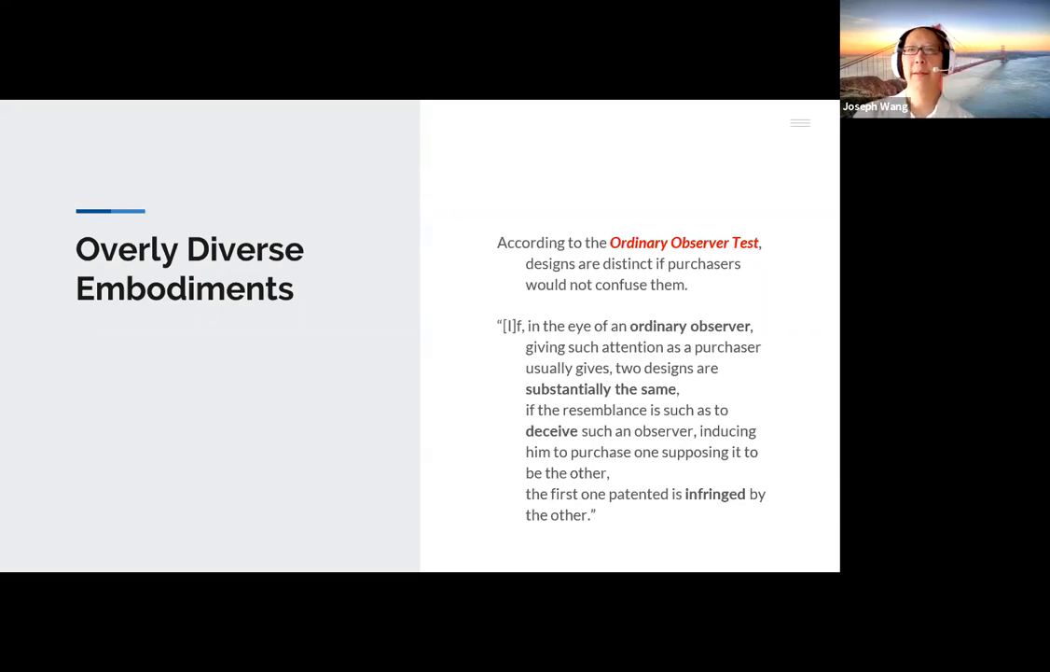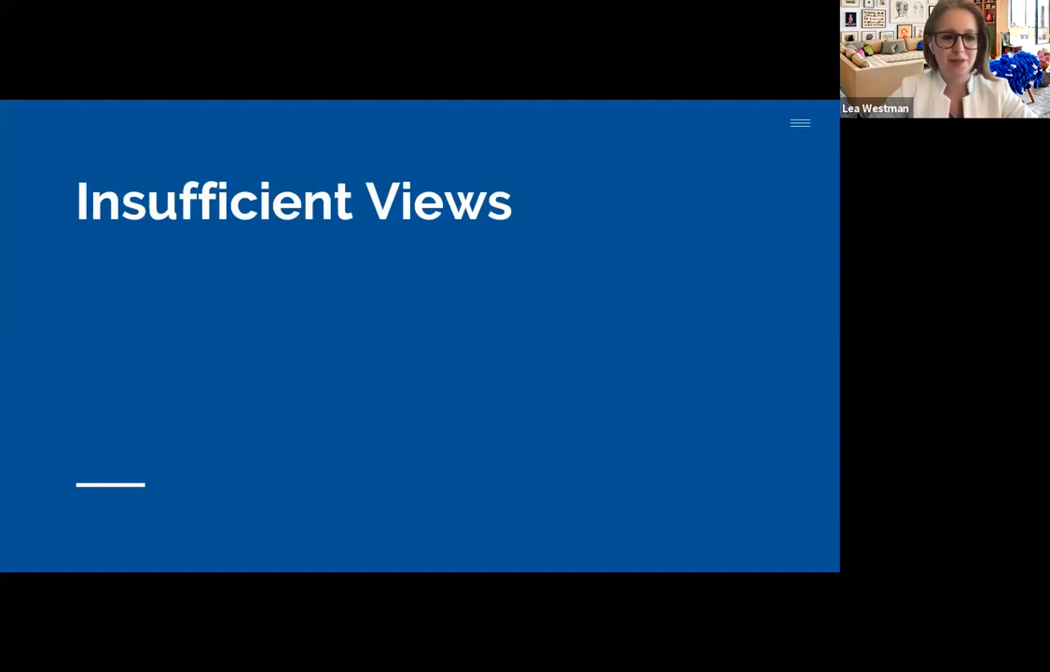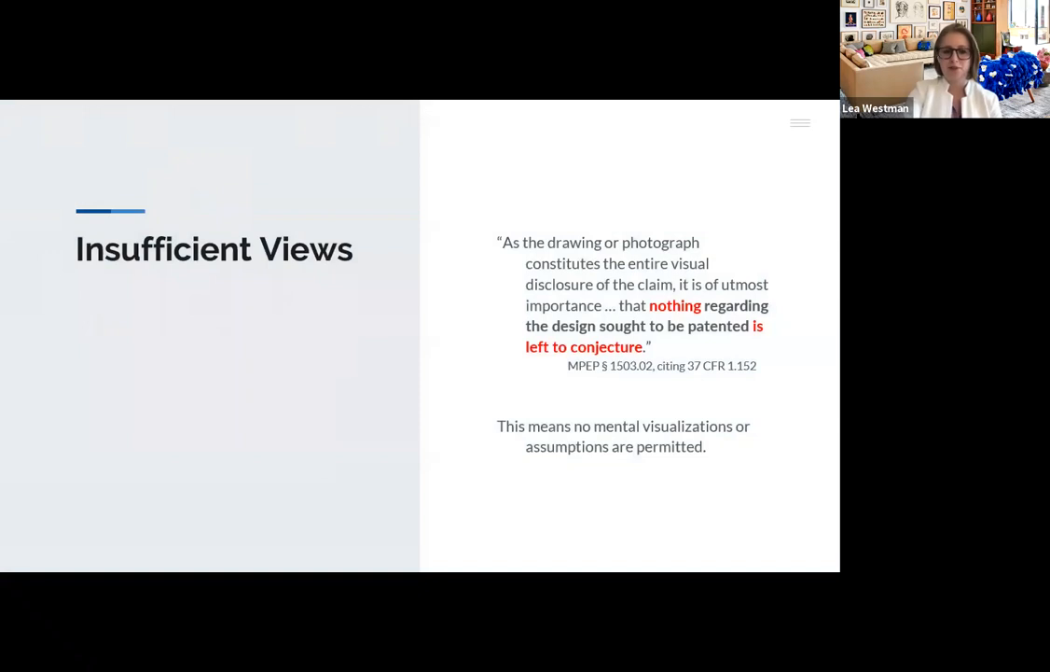Okay. Thanks, guys. I think with that in mind, we'll move on to number 3, which is that commonly there are insufficient views in design patents that cause some problems. So this one's kind of fun. Java, I'll let you start this one. Okie dokie. If you'd like.